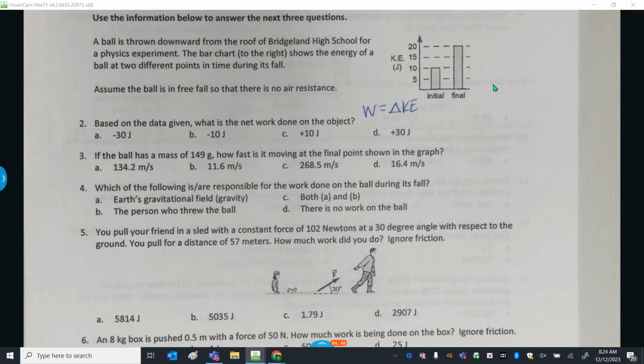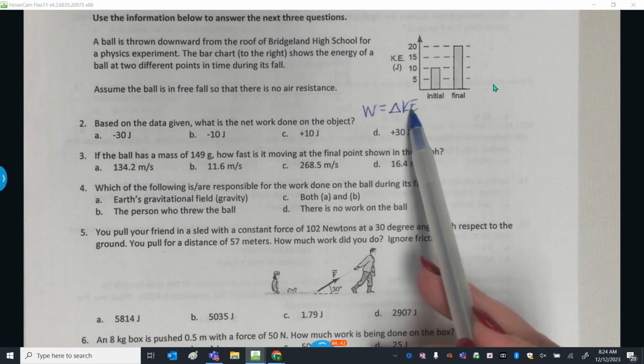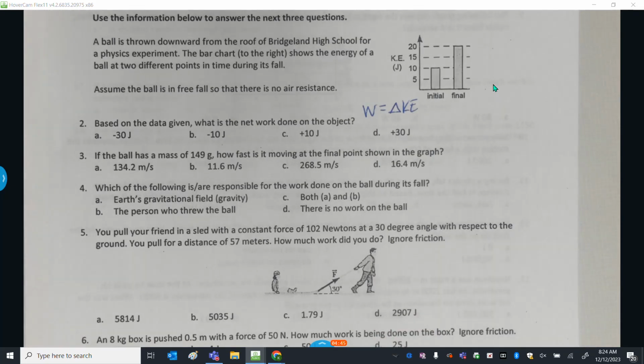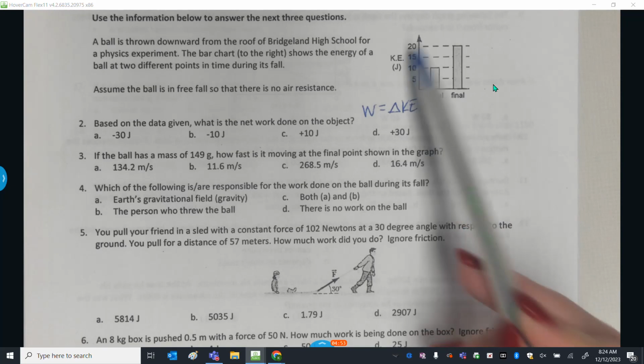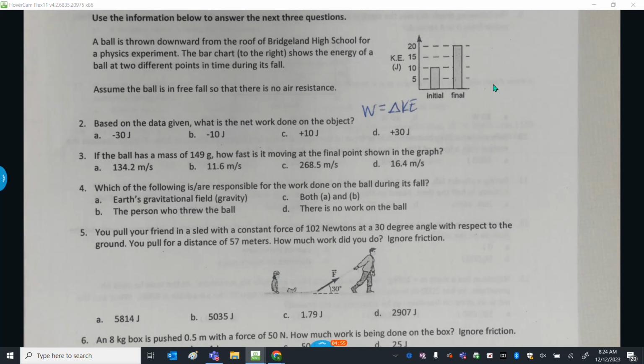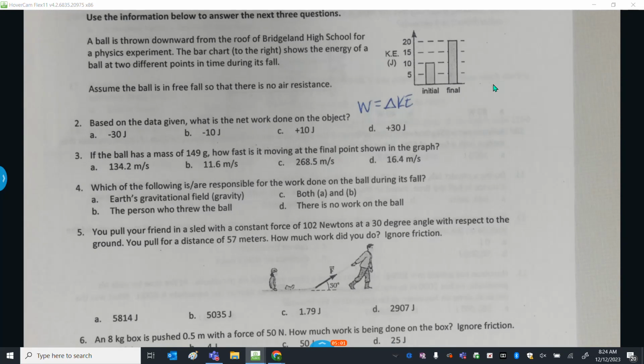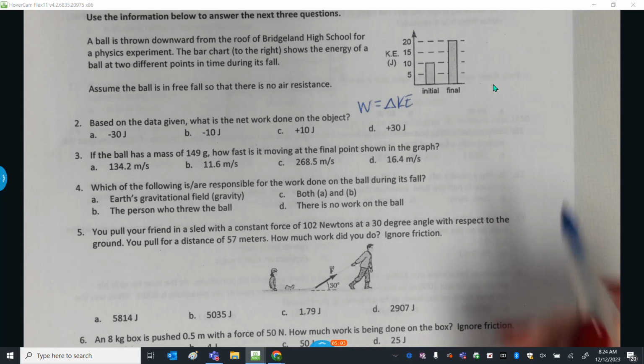This is our work energy theorem. I can see that there is a change in my kinetic energy. If I take a look at my graph, at this initial point, my kinetic energy is 10. At this final point, my kinetic energy is 20. So the change is 10. Going from 10 to 20, it's a change of positive 10, indicating that I have added kinetic energy to the system and therefore have done positive work.